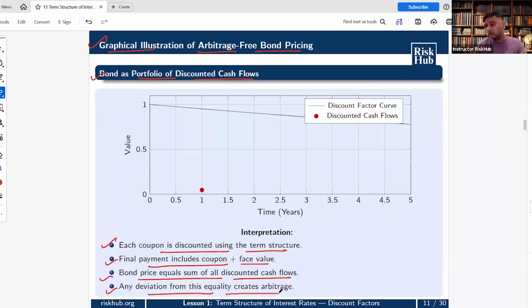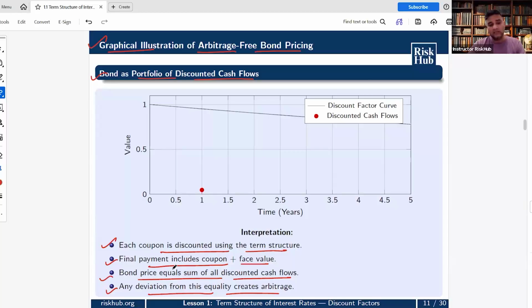Any deviation from this equality creates arbitrage, right? So one chart, 4 interpretation bullets, no formula. The chart's horizontal axis is time, 0 to 5, vertical axis value 0 to 1. The thin black line is the discount factor curve, falling from 1 at time 0 to about 0.7 at year 5. The red dot marks the discounted cash flow.